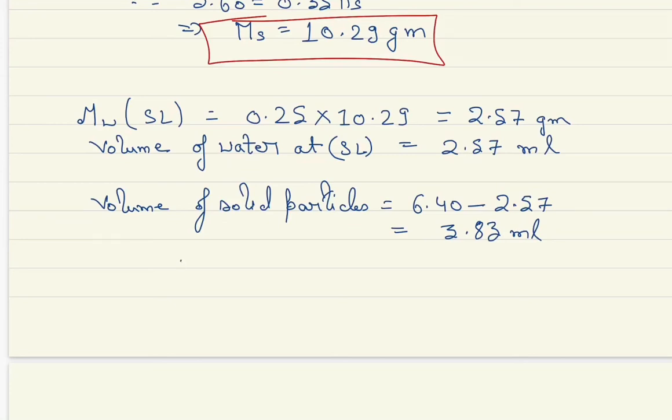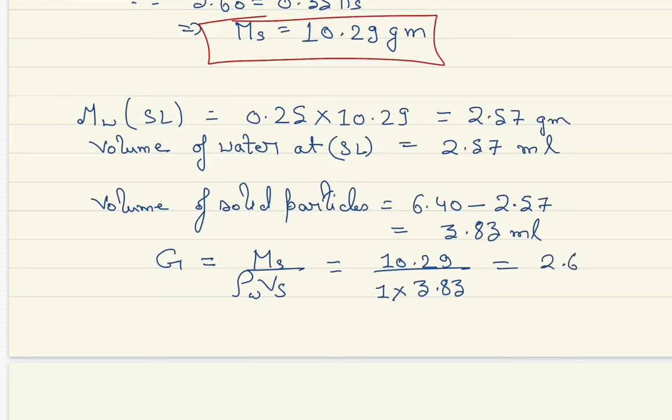Okay, now we know that G, that is specific gravity of solids, is nothing but mass of solids divided by volume of solids times density of water. So it is equal to 10.29 divided by 1, the density of water, into the volume of solids, which is 3.83. Finally it is 2.69.